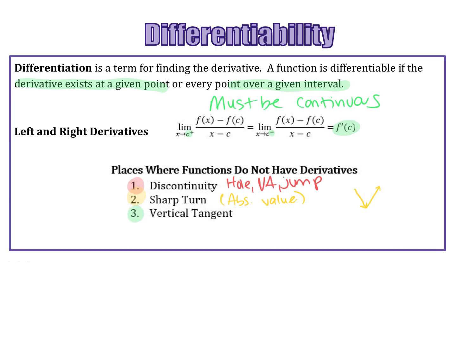And lastly, if there is a vertical tangent, that would mean that the slope is undefined, right? If I had a function like this and I was trying to write the equation of a tangent line right here, it's not perfectly drawn, but if that tangent line is vertical, then the slope would be undefined. And if the slope is undefined, the slope is the derivative. That would mean the derivative would be undefined. So places where functions don't have derivatives: discontinuities, sharp turns, and vertical tangents. Let's go ahead and look at some of these visually.